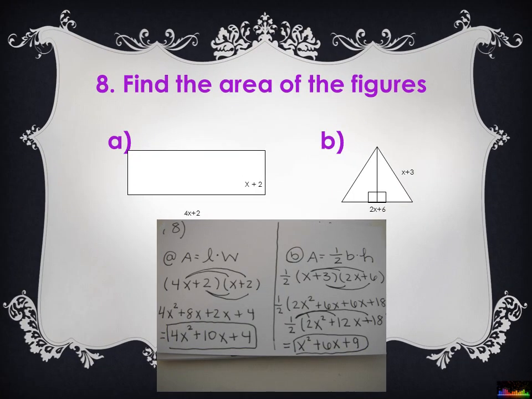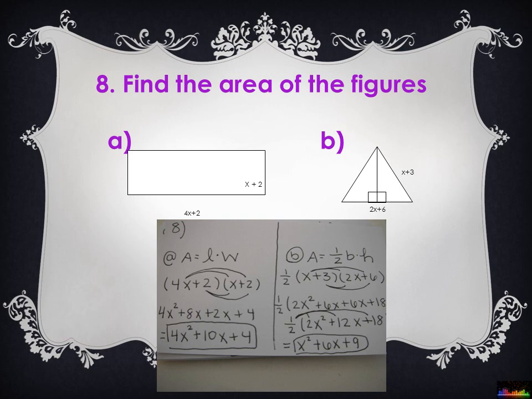In this question, we are asked to find the area of two different figures. Part A is a rectangle, and we know that the area of a rectangle is length times width. Our length of this problem is a binomial. It's 4x plus 2. And the width of this rectangle is another binomial, which is x plus 2.